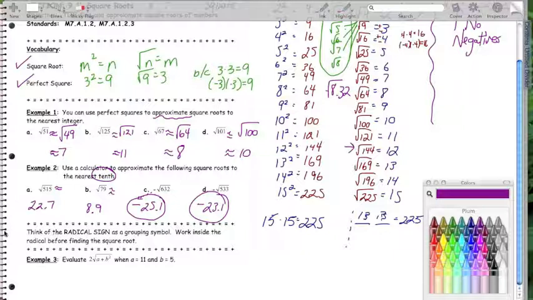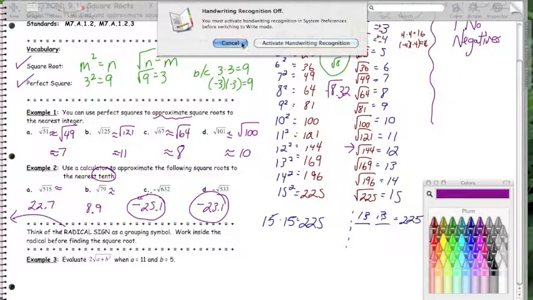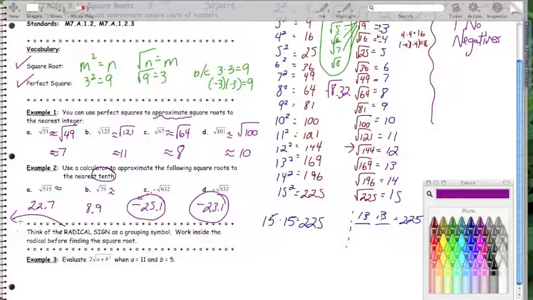Okay, now next here it says, think of the radical sign as a grouping symbol. We haven't talked about radical signs yet, but really this is just a code word for square roots. It's another name for it. Sometimes you'll hear radical and it sounds really exciting, but it's just another name for a square root. So if I say the radical symbol, I'm talking about the square root symbol.